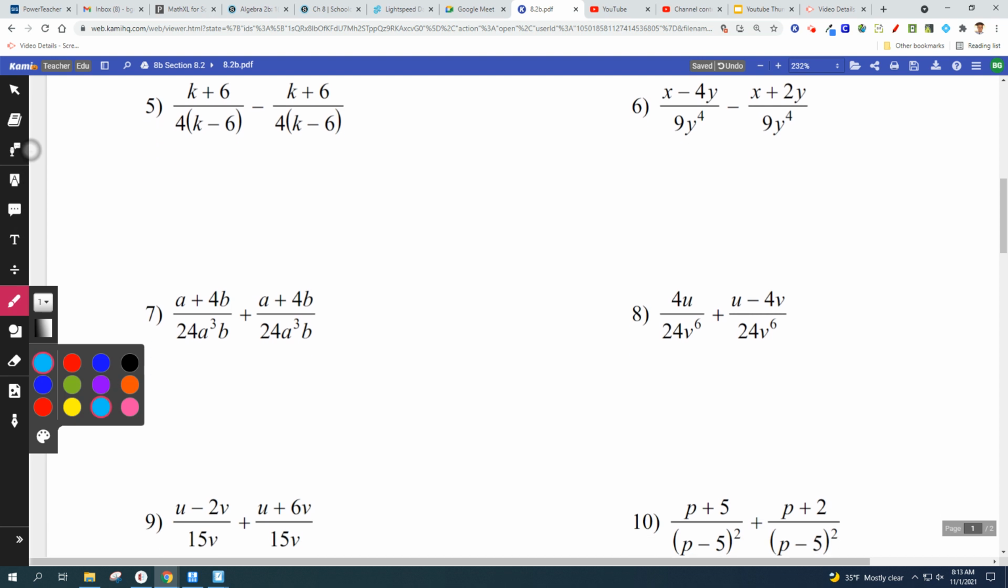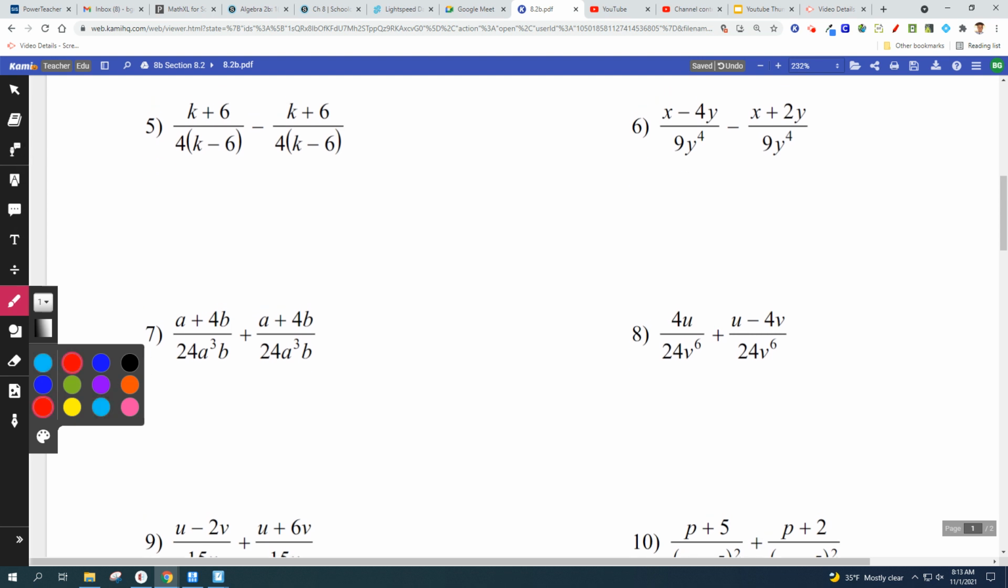Let's look at number 3. Okay, great. The denominator is the same. So then we know the denominator is this, 4 times k minus 6. So just do k minus k. That's going to cancel out. And 6 minus 6, oh, that's 0. This answer is just going to reduce to 0. Everything cancels out.